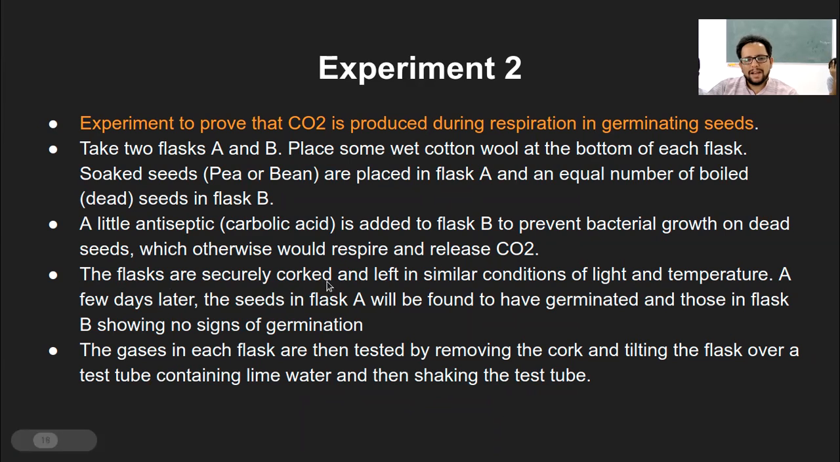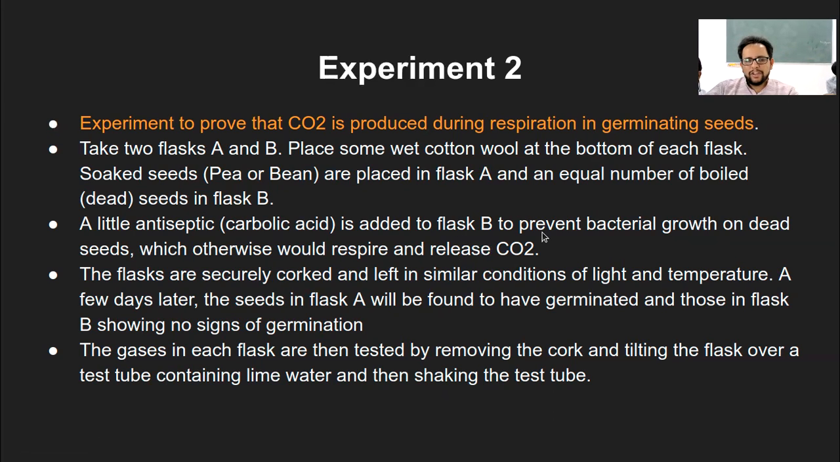Few days later, the flask is again securely corked and so on. The most important thing that we do in this experiment is use an antiseptic like carbolic acid, or boric acid, which everyone would know of. When you are wounded, the medical unit usually gives you boric acid powder. That's an antiseptic. So that kind of antiseptic is used with the boiled seeds so that there is no growth of bacteria. If there were bacterial growth, the bacteria would respire and release carbon dioxide, and that would give a false result for the experiment. So to avoid bacterial growth, antiseptic powders or solutions are used.